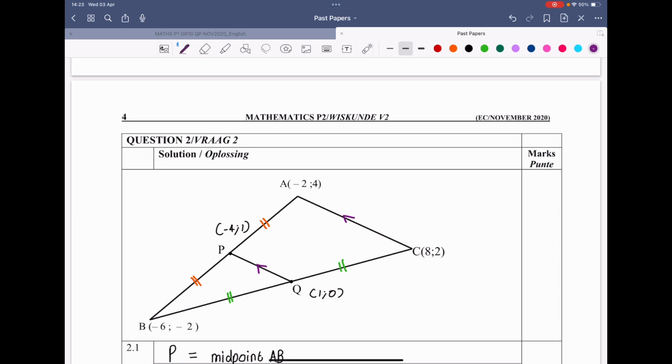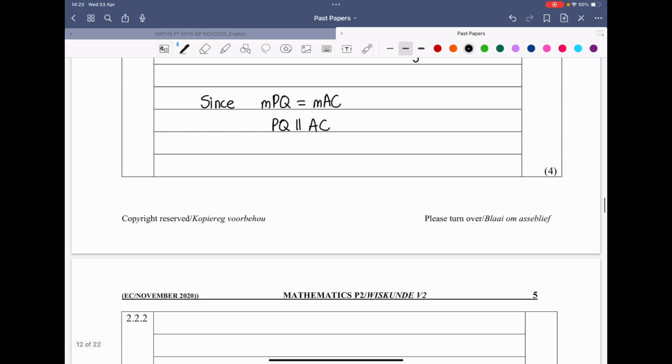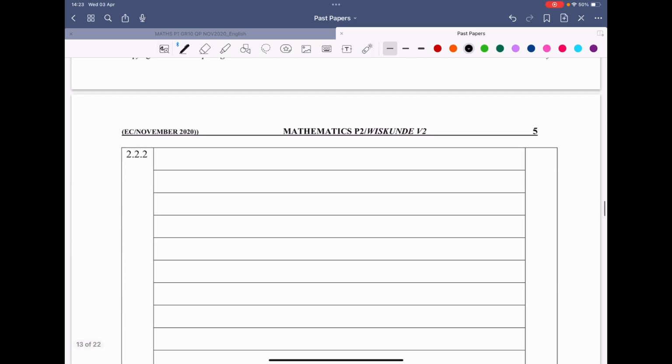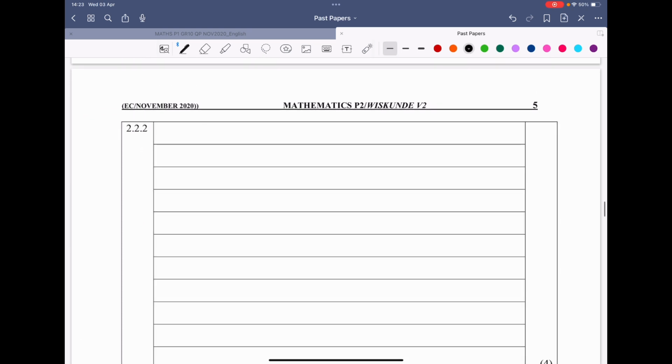Okay, and then the second part of 2.2.2 has asked me to show that PQ is equal to half AC. So that means that half of the length of AC is the length of PQ. So I can find the length of both of those things by using the distance formula. So I'm going to start with PQ.